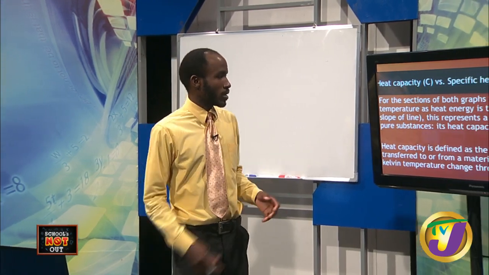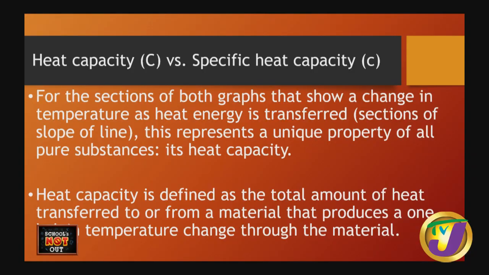Welcome back to Schools Not Out, your daily classroom for CSEC and CAPE subjects. Today we have been discussing CSEC physics, heat and temperature. Before the break we were looking at this slide. For sections of both graphs we went through that unique property, heat capacity, and we were talking about what heat capacity was all about, which is really the ability of a material to store heat energy without its temperature changing. If its temperature changes, then you know what heat capacity it has.